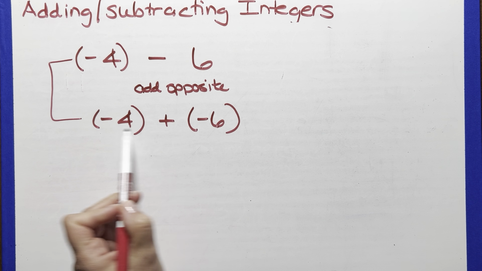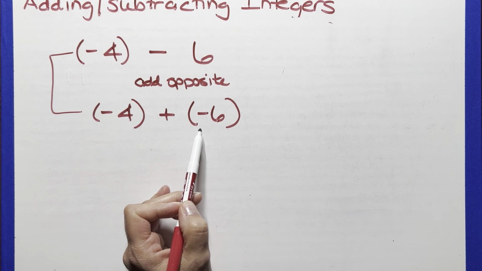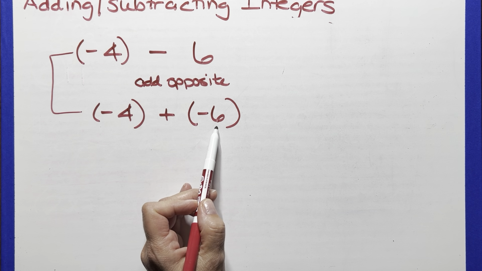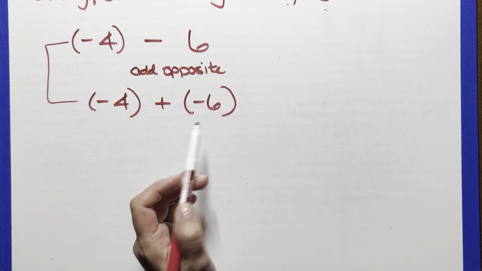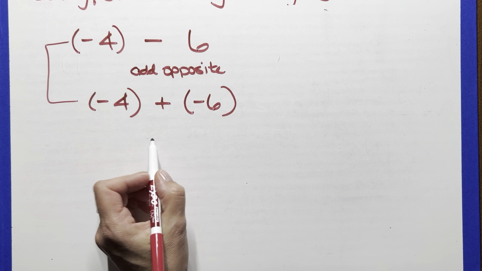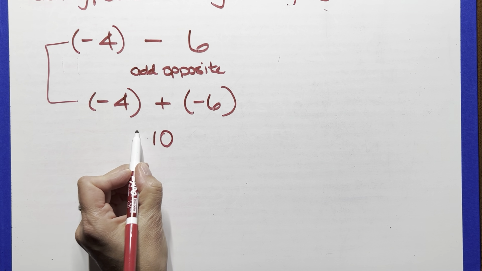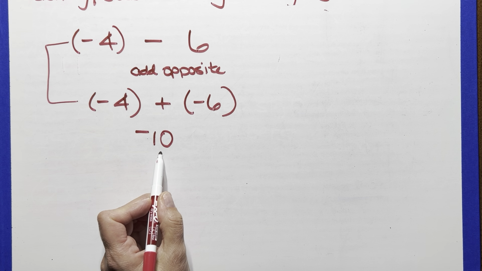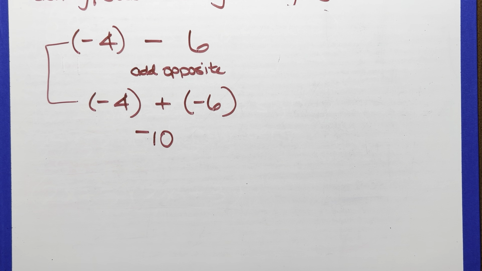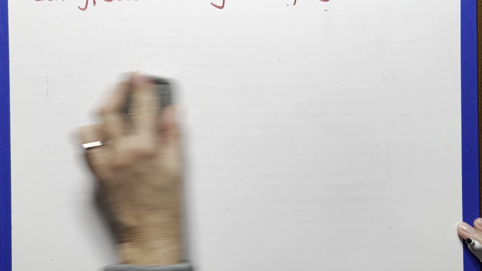The reason this way is a little more intuitive is because now I can clearly see that both of my numbers are negative. So I'm going to get a larger negative for my answer when I add. So I'm going to add the 4 and the 6, which is 10. But since they're both negative numbers, it's going to be a -10 for my answer. Let's look at another example.